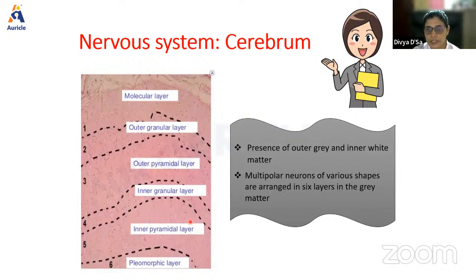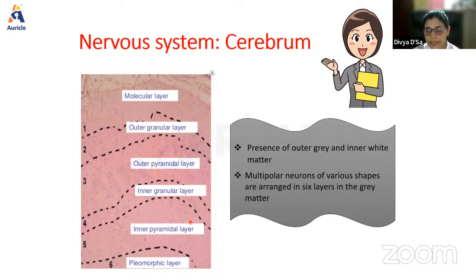Actually, the cerebrum has types of neurons: the Golgi cells, the stellate cells, the pyramidal cells, then the cells of Martinotti and horizontal cells of Cajal. So these are the cells which are present.